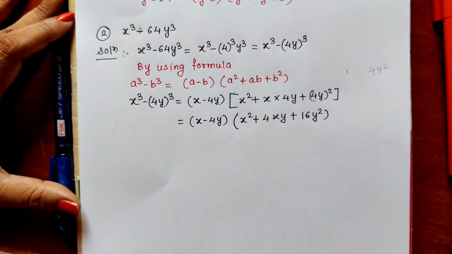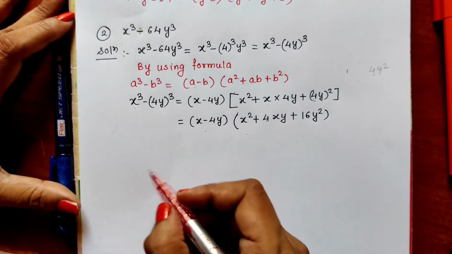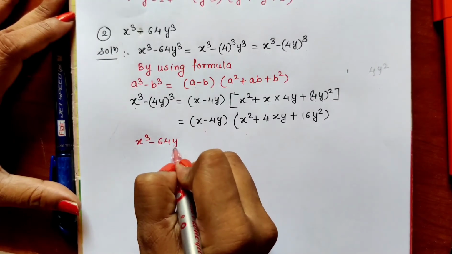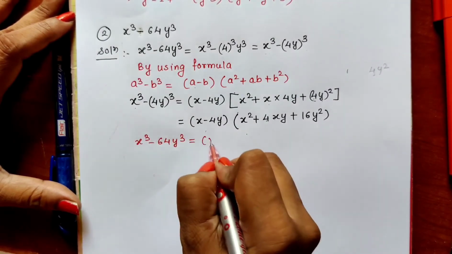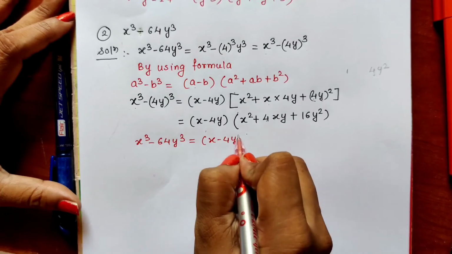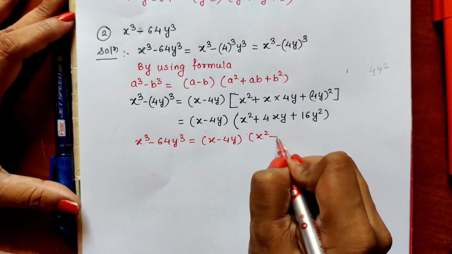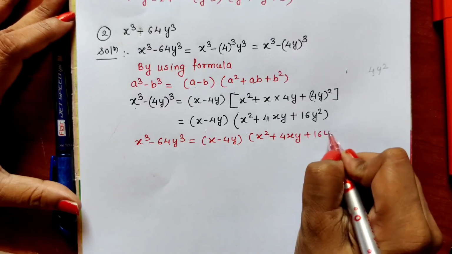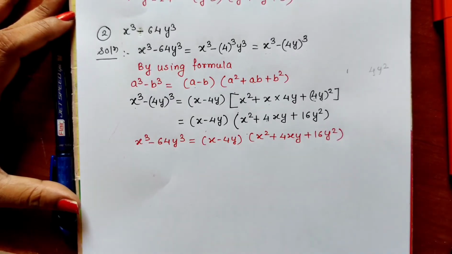So in this way we have got these two factors of x cube minus 64y cube. The two factors are x minus 4y in the first bracket, and x square plus 4xy plus 16y square in the second bracket.